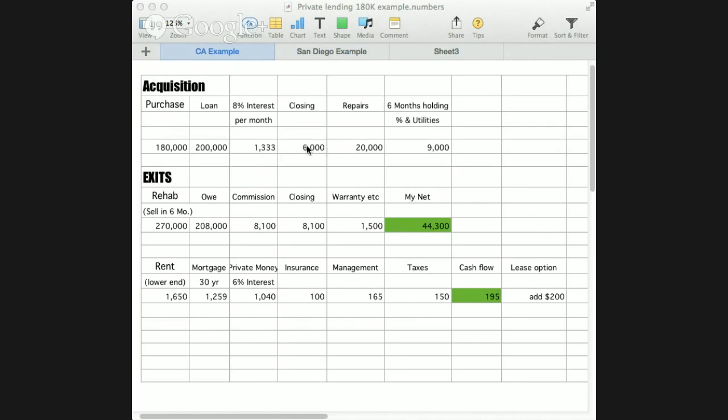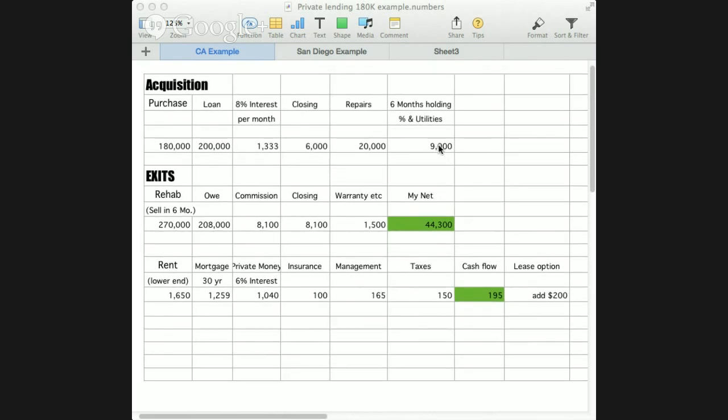So in this case, I kind of have you paying your own closing costs, and I'm just having the $20,000 repairs go into the loan with the purchase price. So in 6 months, this is what your holding costs would be, around $8,000, and then I added in some extra for utilities. So here's your two possible exits, and this is what you explain to your private money lender or your potential private money lender.